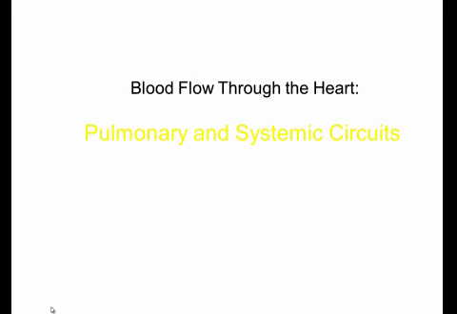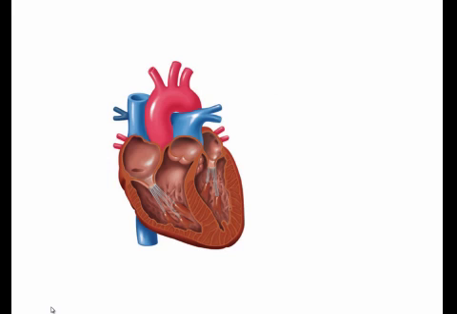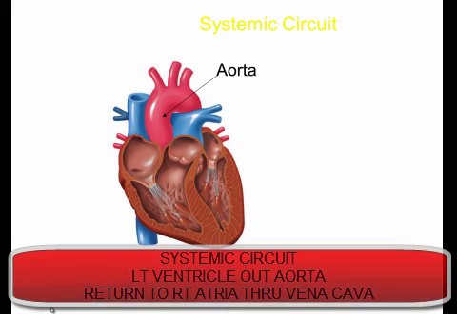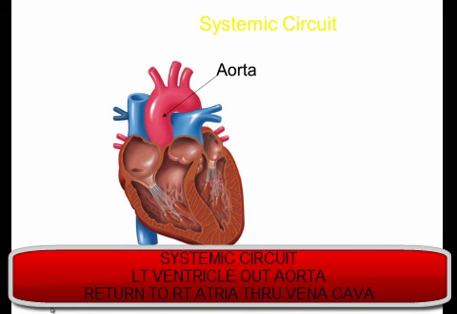There are 2 separate circuits, the pulmonary circuit and the systemic circuit. So now we need to identify some blood vessels as well as the different chambers of the heart that are involved with each circuit. The systemic circuit is going to pump blood to all body parts except the respiratory system. It begins with the left ventricle. When the left ventricle contracts, that is going to force blood through the aortic semilunar valve into the aorta.